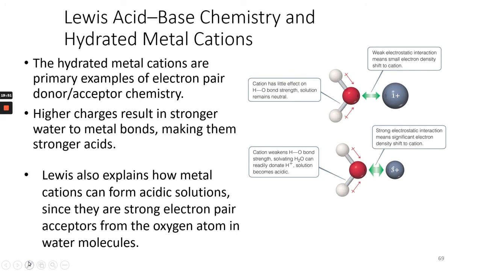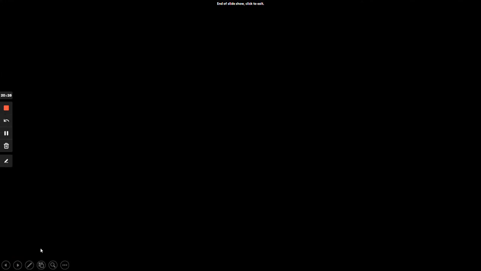Lewis acids and bases also help explain the whole metal cation effect that we talked about earlier. The hydrated metal cations are a primary example of electron pair donor and acceptor chemistry. The higher charges result in stronger water to metal bonds. So see here, this attraction here is greater, making them stronger acids. Lewis also explains how metal cations can form acidic solutions, since they are strong electron pair acceptors from the oxygen atom in the water molecule. And that is the end of part 3.